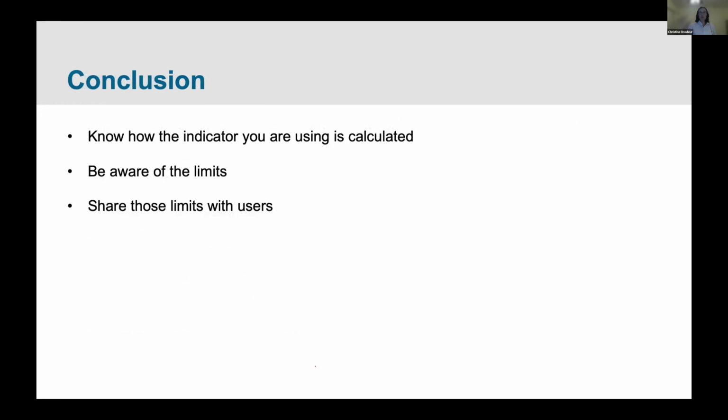Then, in conclusion, if you're using an indicator, if a client comes to you to say, hey, I want to use that, or hey, this journal has this indicator, is that good or bad? Know it. So take the time to go to the website, refresh your own memory if you're not too sure how it's calculated, what it really means. Be aware of the limits. We've talked about them. Some are presented directly on the indicators' websites as well, and share those limits with the users.